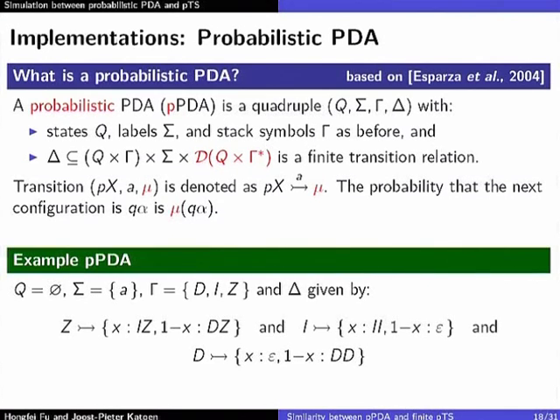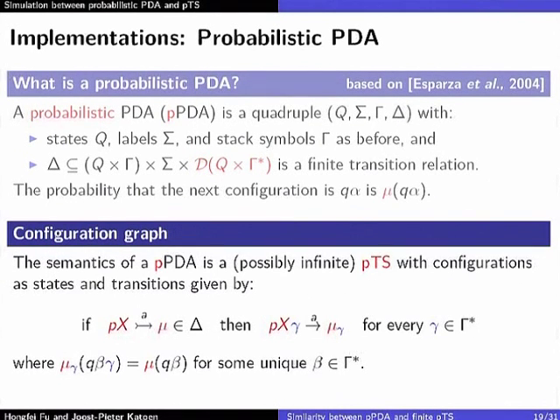Suppose in this simple example, we don't have any control states. We just have those three stack symbols. And this means if I have a Z, then with probability X, I push Y on the stack. With probability 1 minus X, I push D on the stack. And similarly, if I have a D on the stack, then with probability X, I pop it, which means epsilon, the empty word, and with probability 1 minus X, I push another D on the stack. That's the way to read these distributions.